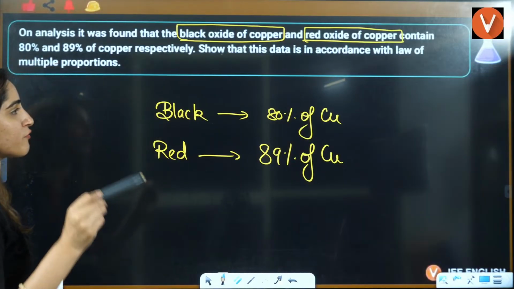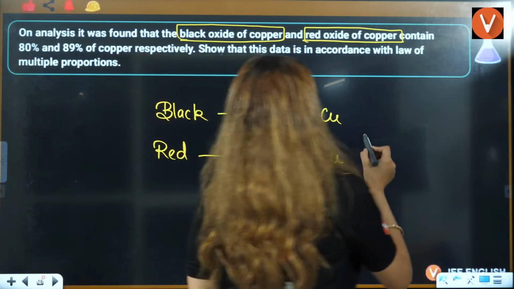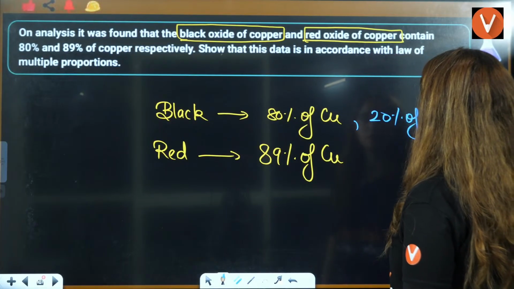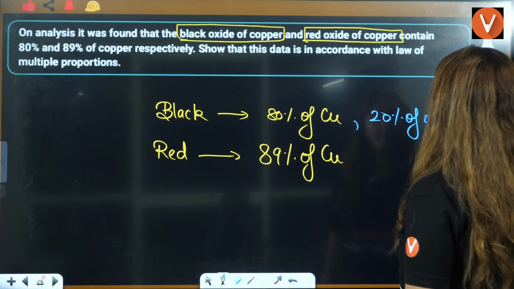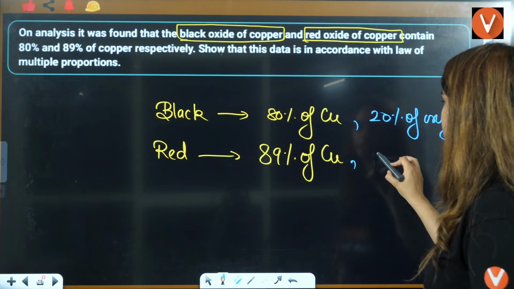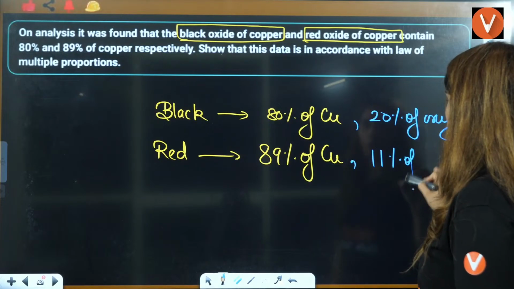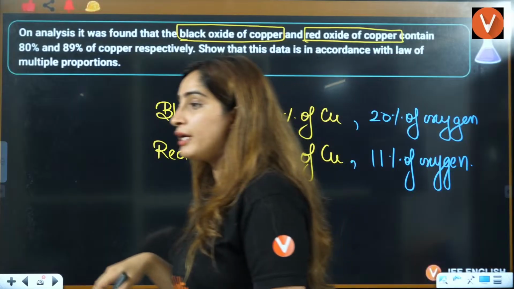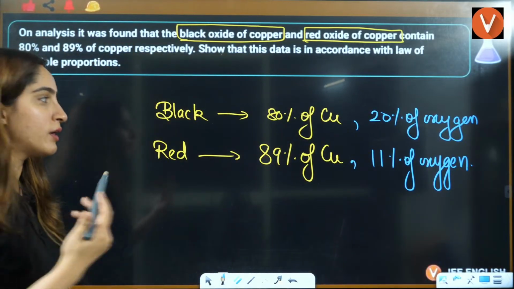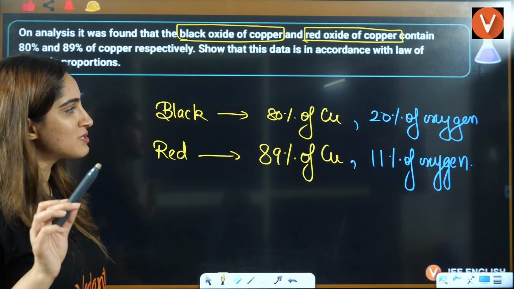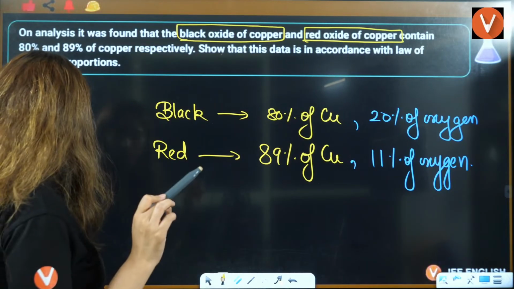Okay. So if copper is 80, then this will be 20% of oxygen. And this is going to be what? This is going to be 11% of oxygen here. Now you can either firstly find out the ratio, or you can just extend this to percentage, and then you can find it. Totally your choice.